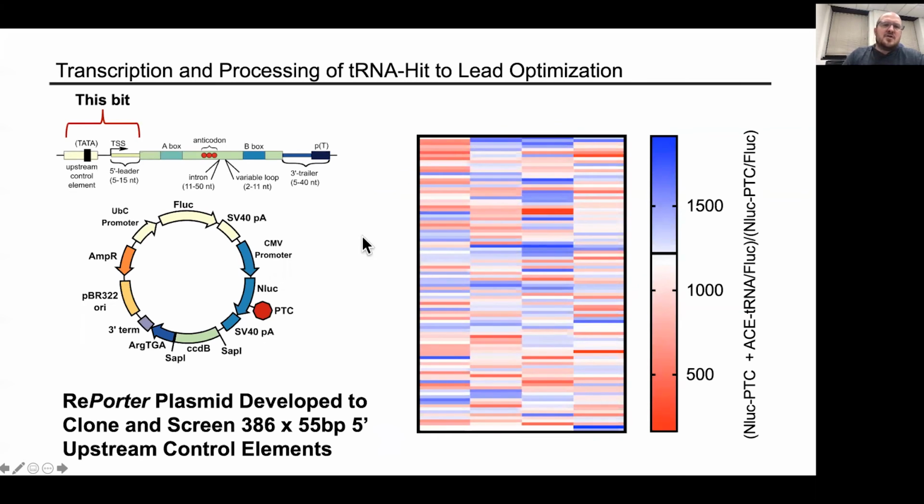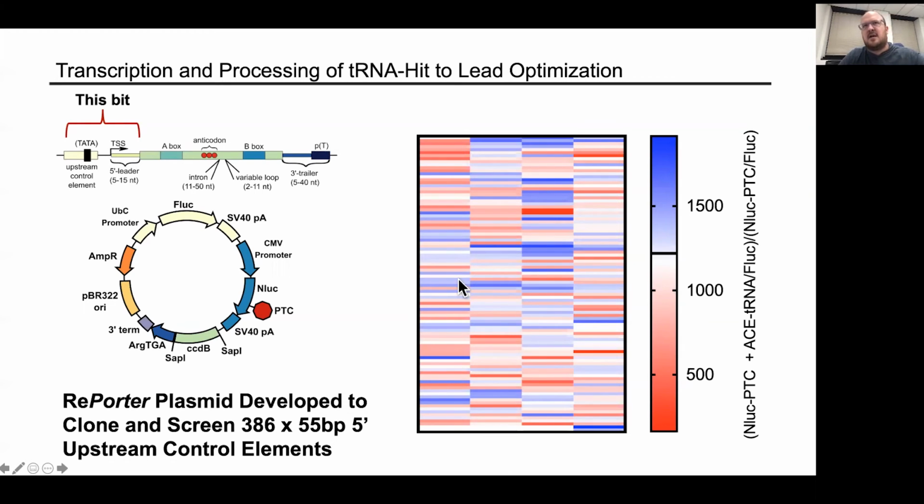And so what Joe Porter did in the lab is he generated a high throughput cloning and screening plasmid in which you can reference the rescue of nanoluciferase with a PTC to that of FLuc, firefly luciferase. And so you can normalize your data that way. And we looked at 386 sequences of 55 base pairs of upstream control elements.